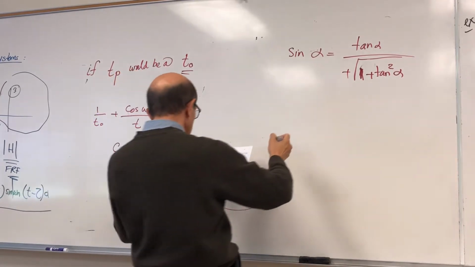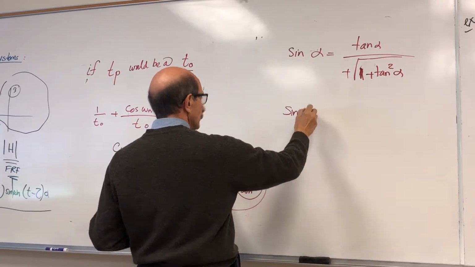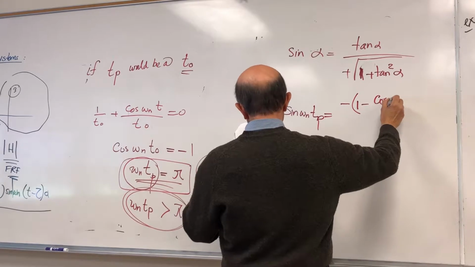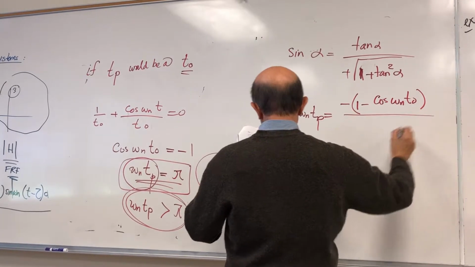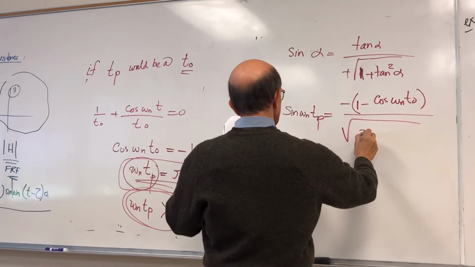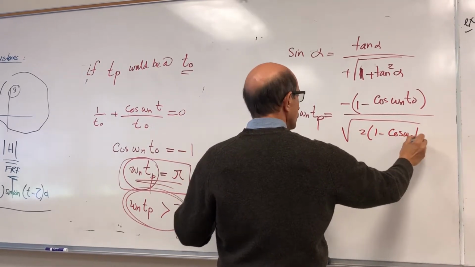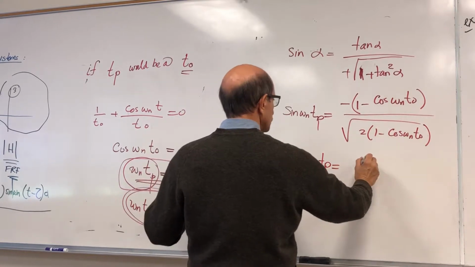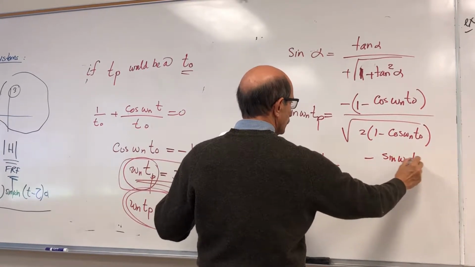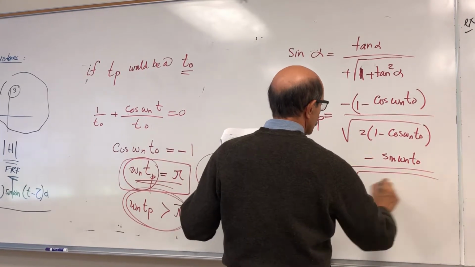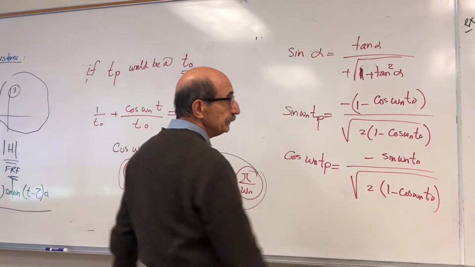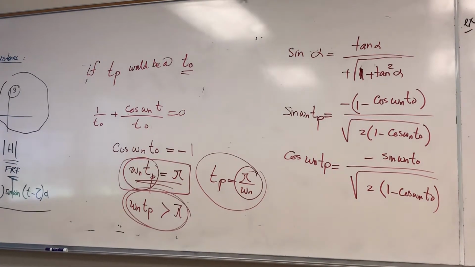So evaluate sine of omega n tp: it would be negative times 1 minus cosine omega n t0, over 2 times 1 minus cosine omega n t0, and cosine omega n tp would be negative sine omega n t0 over 2 times 1 minus cosine omega n t0. So sine actually would be, okay, negative cosine. So that's basically what we get from here.